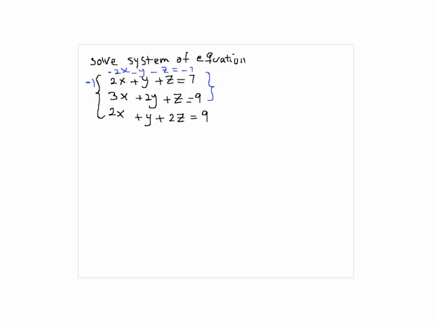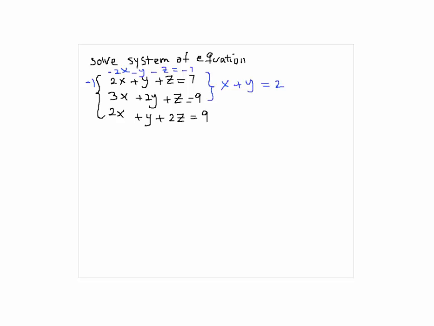3x minus 2x, that gives me just x, minus y plus 2y, that gives me plus 1y, or just plus y, and z drops to 0, and then that's equal to what, anyone? 2. Plus 2, yeah. Okay, so we create two equations and two unknowns.